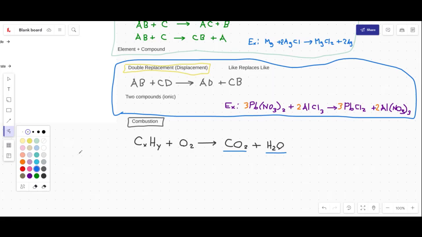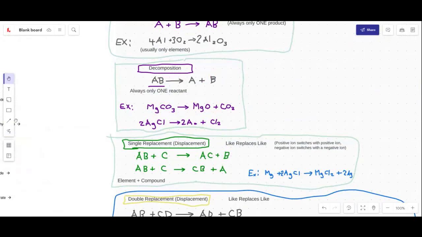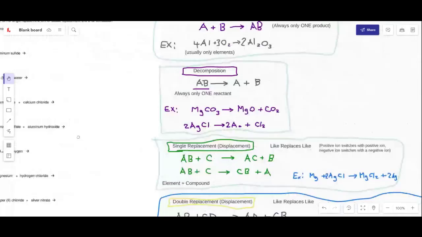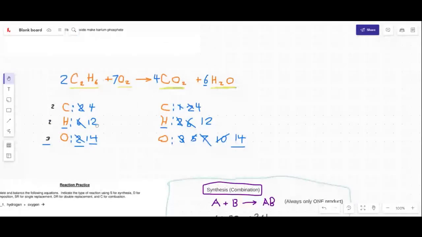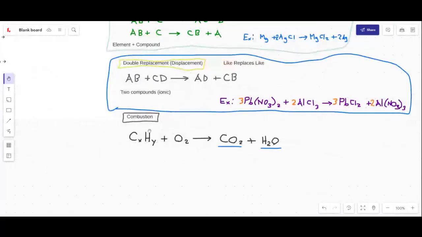And this is kind of like the one that we just did together up here. This was a combustion, C2H6 plus oxygen goes to form carbon dioxide and water. That's an example of a combustion reaction.